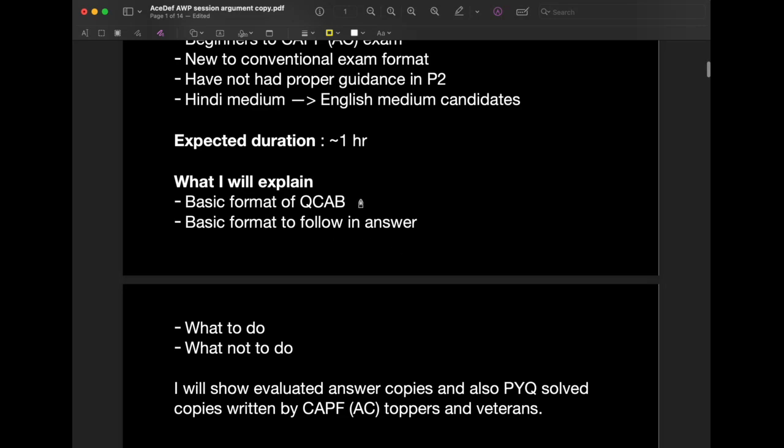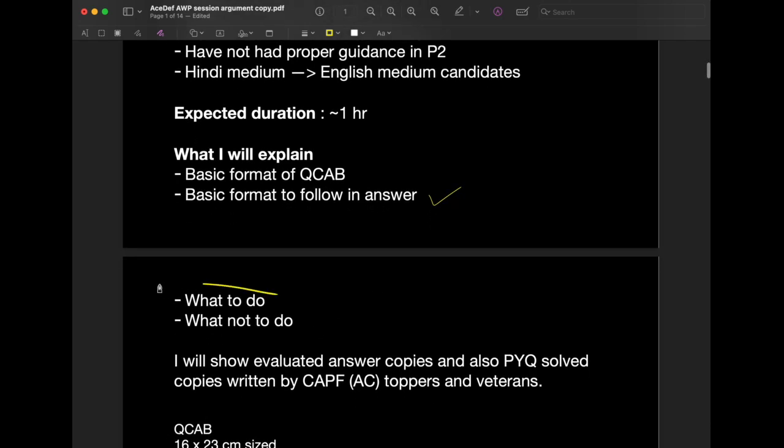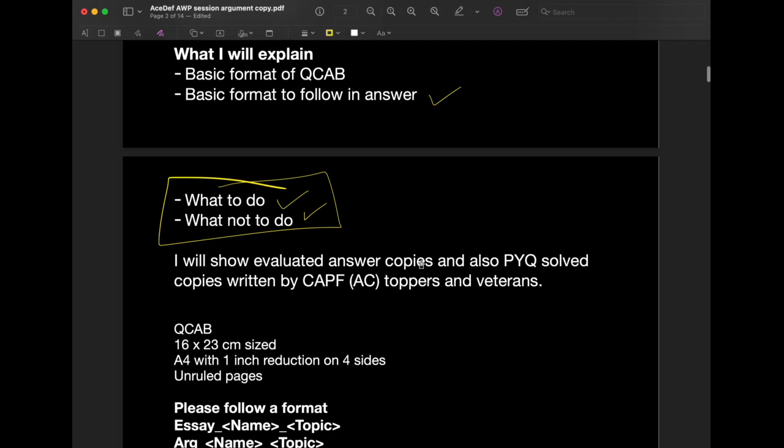What I will be explaining: the basic format of QCAB. This might be a slight repeat for those who have seen other lectures. The basic format to follow in an answer. Then what to do and what not to do, which is new and very important. This time I have also given due focus on what to do along with what not to do. I will be showing evaluated answer copies and also PYQ solved copies written by CAPF toppers and veterans.